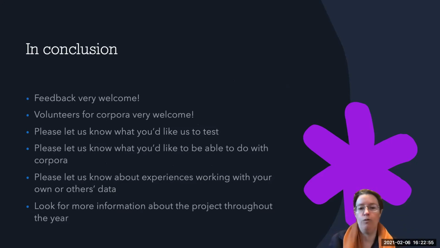Please let us know things that you've noticed in working with digital corpora yourself. Please let us know the sorts of things you'd like to be able to do with corpora that we can potentially work into our methods. Please let us know about your own experiences, as I mentioned, and please also look for more information about this project throughout the year.